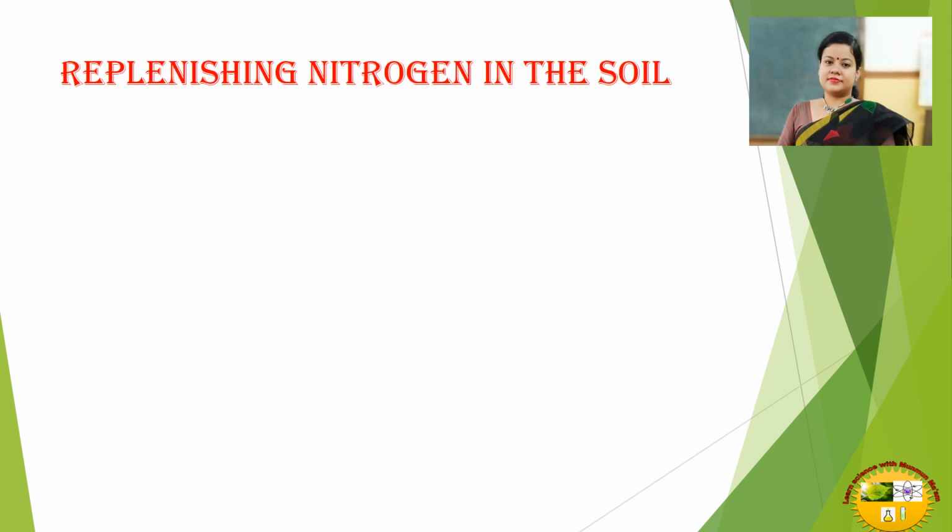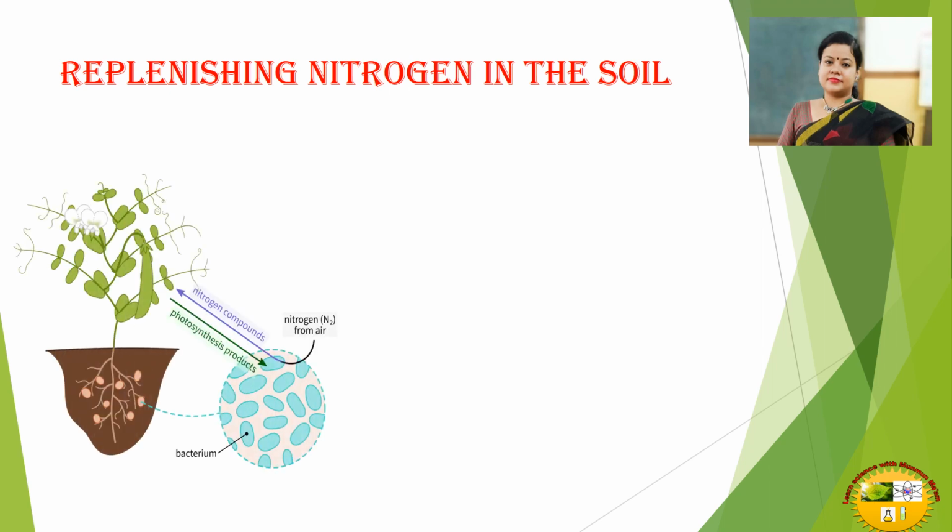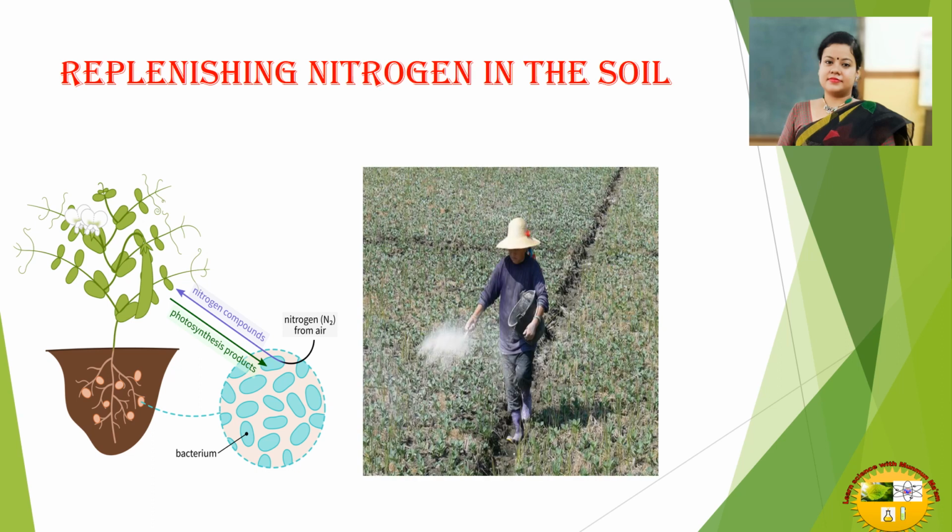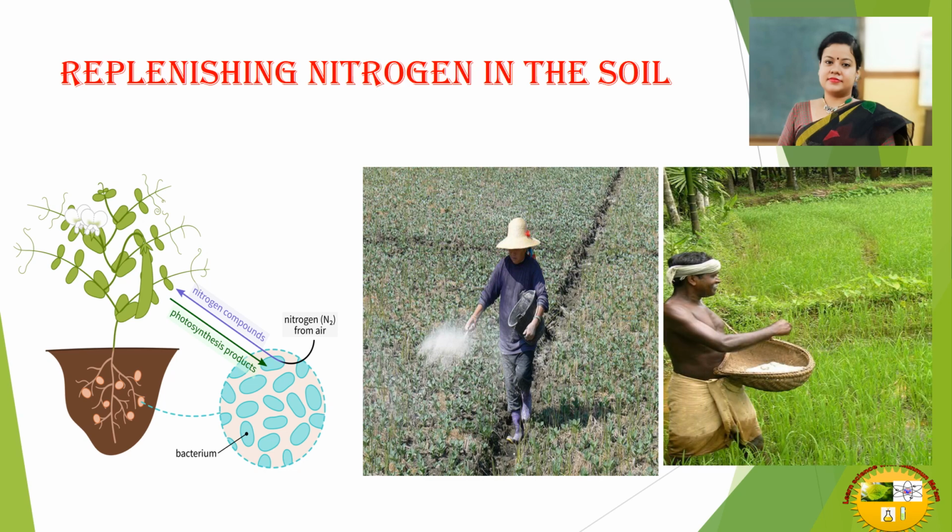Now take a look at the replenishing of nitrogen in the soil. Yes, this is the symbiotic relationship between the bacterium rhizobium and the pea plant. The bacterium is getting photosynthetic product, that is their nutrient. In return, they are giving nitrogenous compounds to the plant. A farmer spraying, and a farmer adding manure to the soil to increase its nitrogen content.